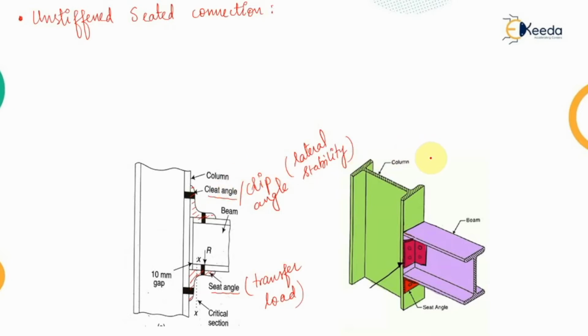Now this is the other isometric view of the section. As you can see, the seat angle is provided below the beam flange, while this cleat angle is provided at the web portion, because its purpose is just to support the beam. So to support the beam, it can also be provided at the web part, and when it is provided at the web section of the beam, then that type of angle is known as the cleat angle or the web angle.